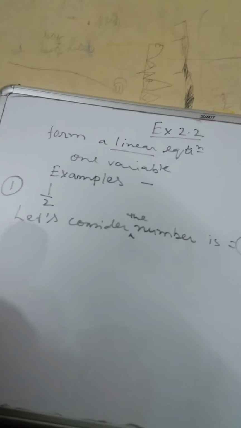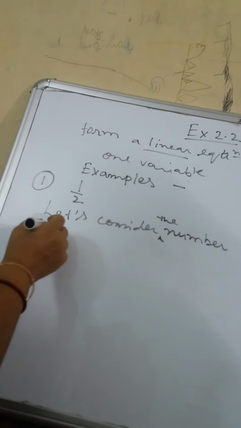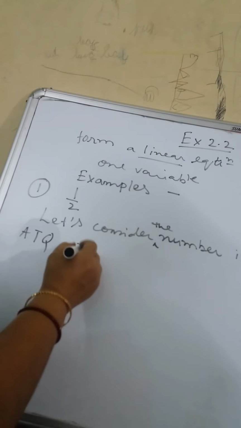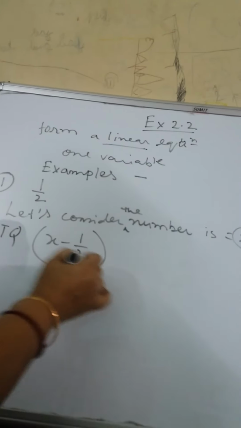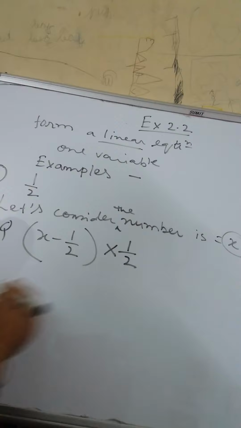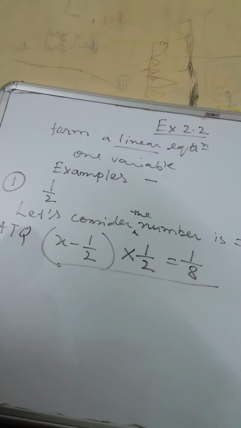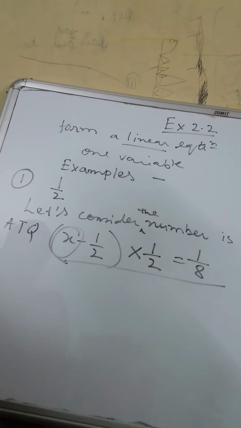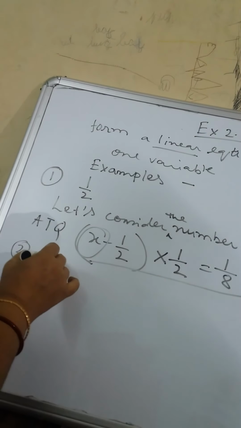So according to the question, half you have to subtract from this x. So x minus half, and that result should be multiplied by half, and you will get 1 by 8. So you have to solve it now and you have to find out x. Okay. Next, question number 2 and 3 I will not discuss. It will be homework for you.